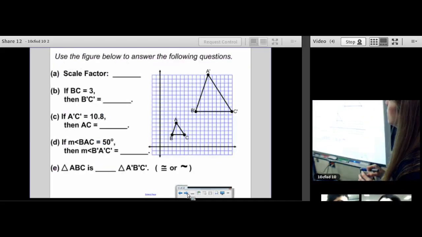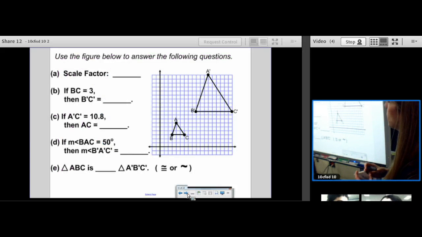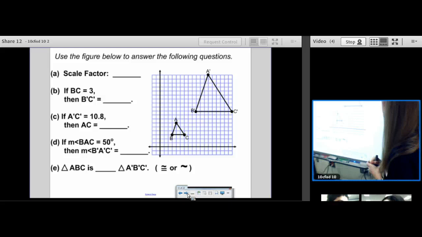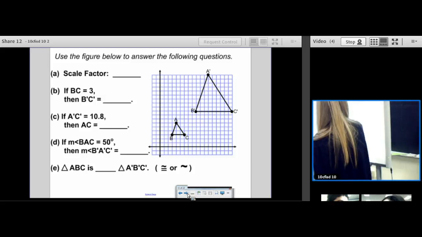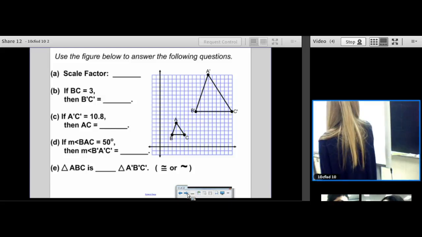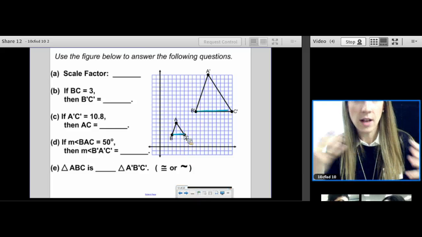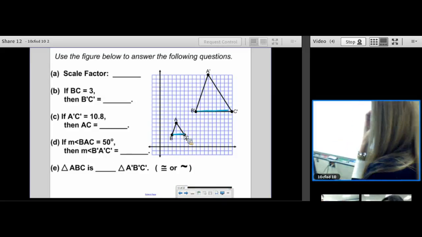Okay. Use the figure below to answer the following questions. What is the scale factor? I'm going very quickly because y'all need time. Okay, so I'm just going to power through this. So, how would we find the scale factor? We would need to find some side lengths, and then we could put the second one over the first. Write that in your notes. Second over first, because that's how you find scale factor.